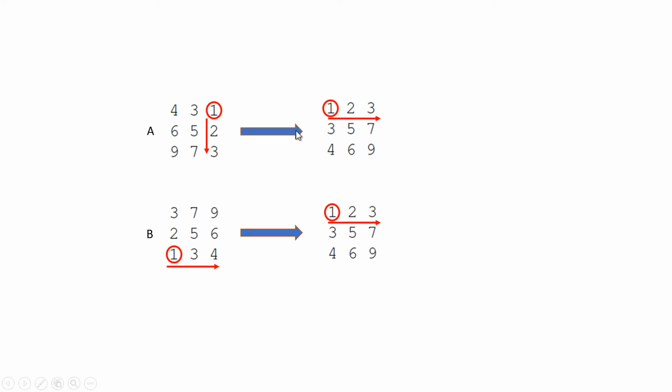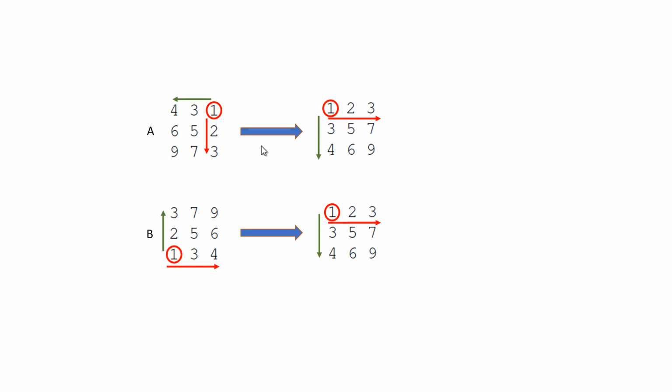And then once we have the smallest number, we can go column-wise on the smallest number to get the first row. This is for table A. And for table B, when we find the smallest number, we need to go row-wise to find the first row in the output. So depending on where the smallest number is, we're going in different directions.